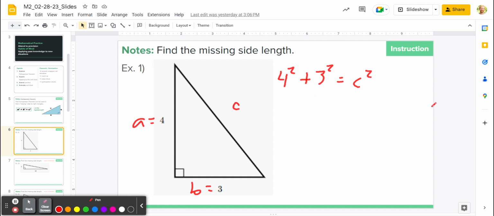So 4 squared is going to give us 16. And 3 squared will give us 9, and we'll just leave that as c squared on the right. And 16 plus 9 gives me 25. So 25 equals c squared. And so if 25 equals c squared, then c is going to be the square root of 25. We can either punch that into our calculator, or we know that this is true, and that means that 5 is equal to c.